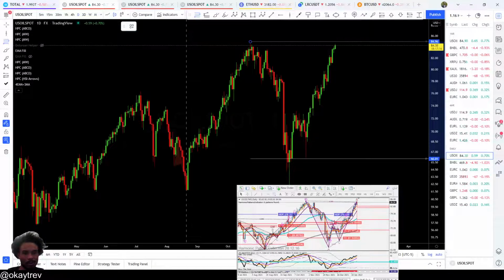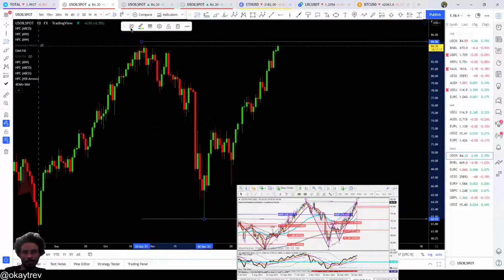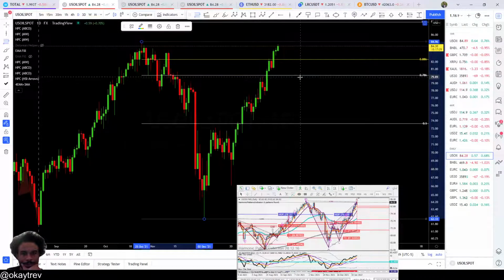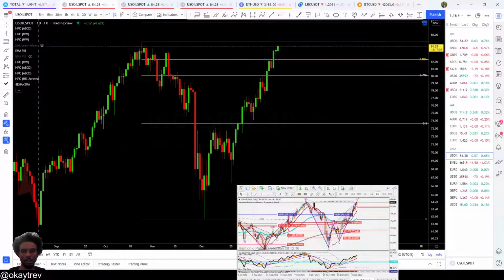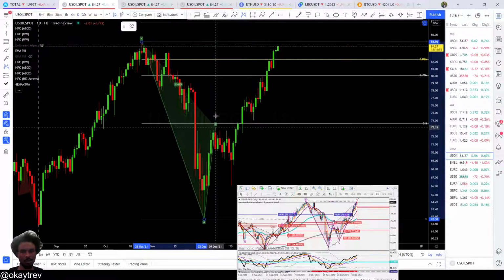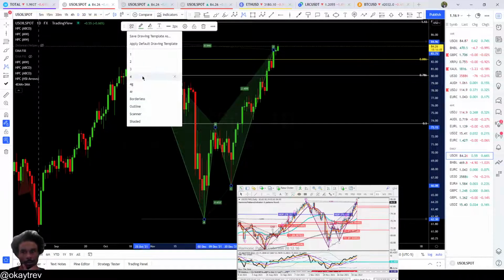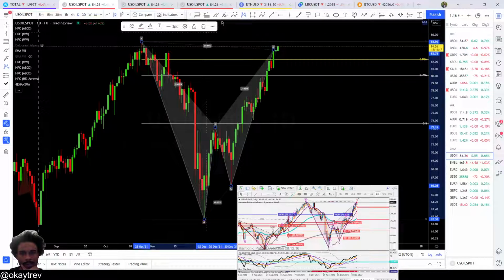Move this out of the way. What low is it taking? It took the very low. Yeah, I thought so. And it took that high. I took it exactly. Interesting. X, A, B, C, D. Bearish 4-hour bat.